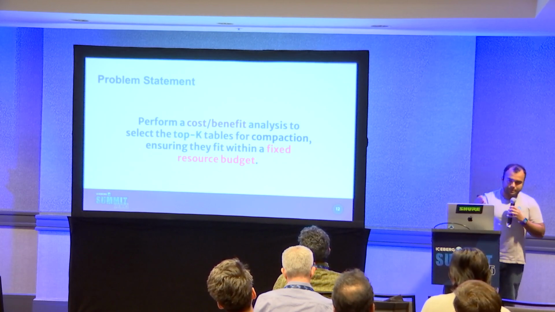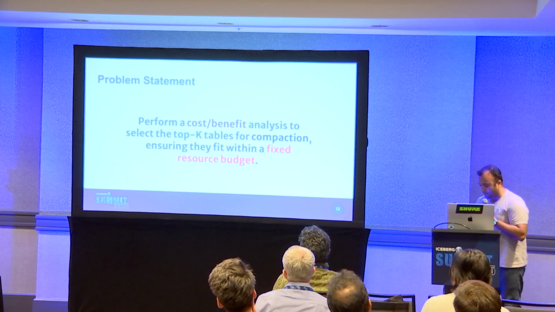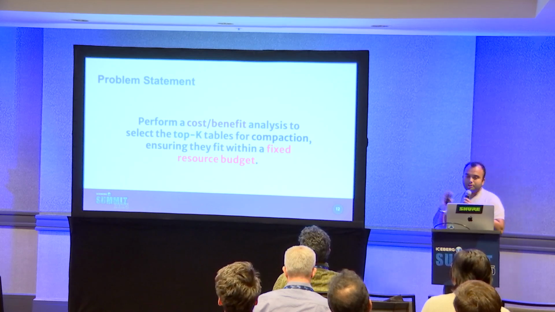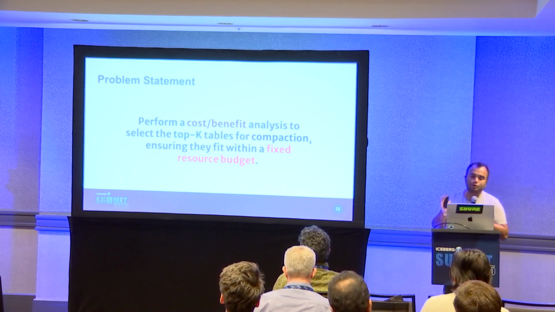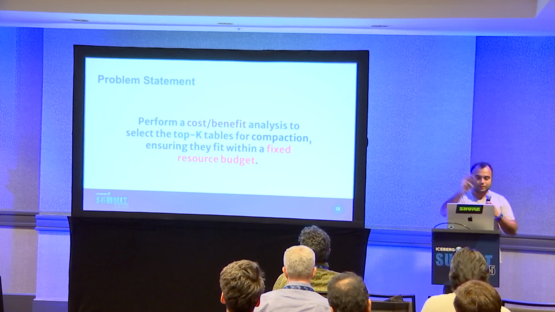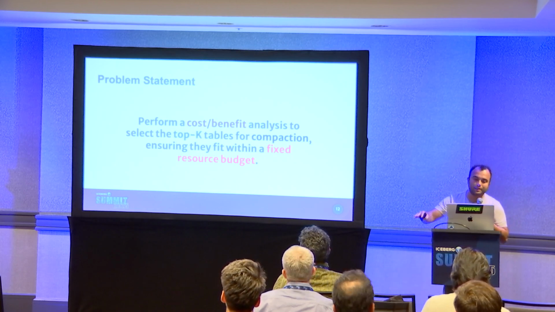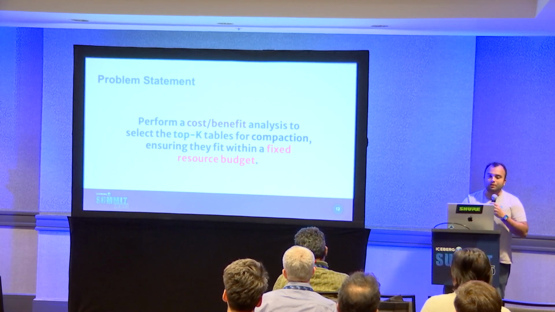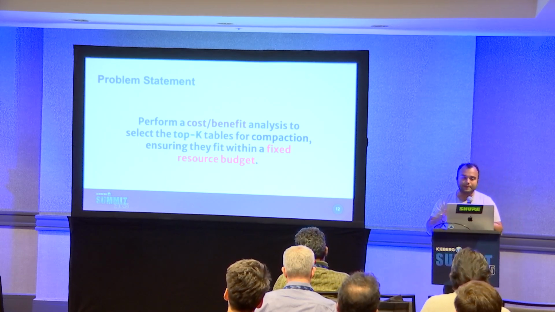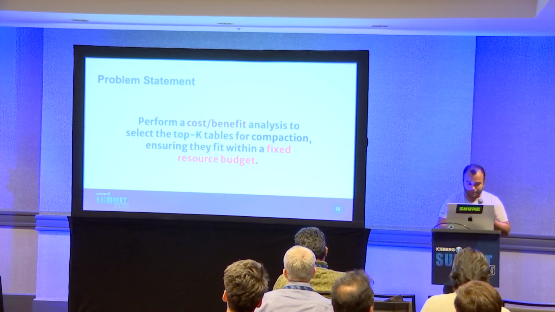So with this context in mind, we framed this problem statement: how do we perform a cost-benefit analysis to select the top K tables out of all the 100,000 tables that you have for compaction, ensuring that they fit within a fixed resource budget that you have dedicated to your compaction jobs.